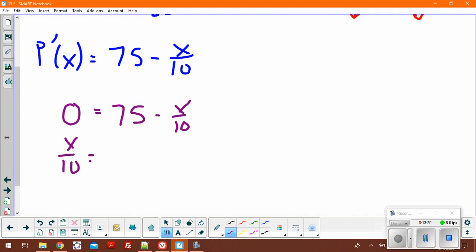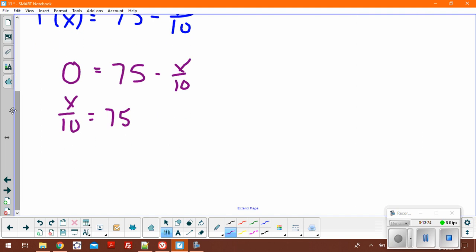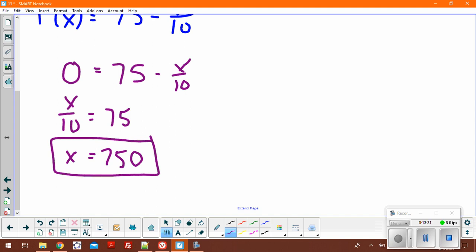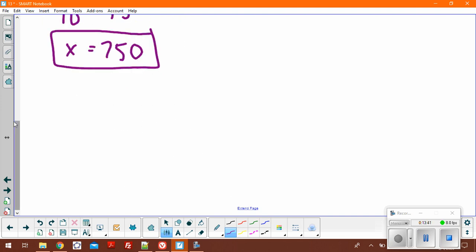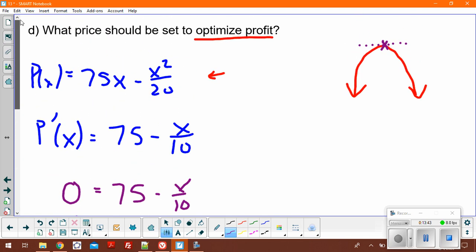So that means x over 10 equals 75. And so x is equal to 750. Okay, so the number of items sold would be 750. That's where the maximum profit occurs. Okay, but the question asks us for the price.